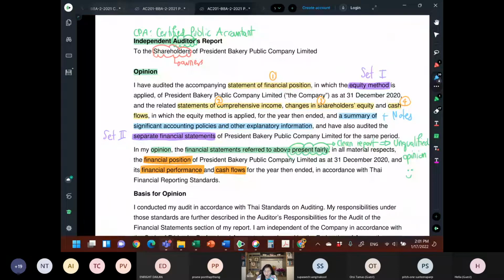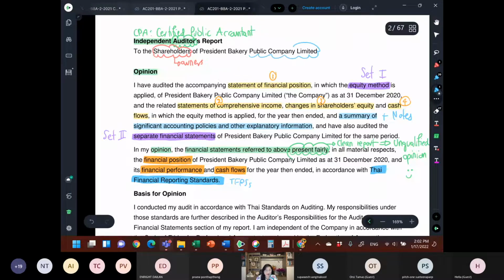And when you read the financial statements, you have to make sure that the company complies with the Thai financial reporting standard. Let me stress this again. The Thai financial reporting standard is TFRS, right? And since this is a public company limited, which is part of the PAEs, they have to comply with the TFRS for PAEs. And the Thai financial reporting standards are actually consistent with the international financial reporting standards.